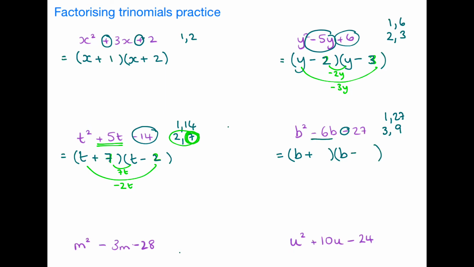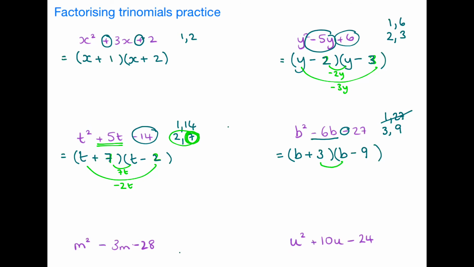We need to make negative 6b. There's no way we can make 6 out of 1 and 27, so it's not going to be that pair. It's going to be the 3 and the 9, and the answer has to be negative, so that means the bigger number has to go with the minus. And then we can do our checking up.